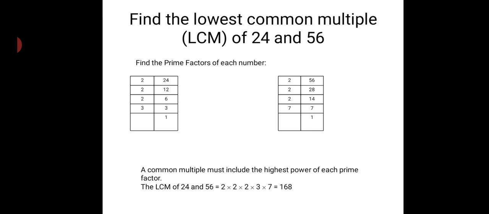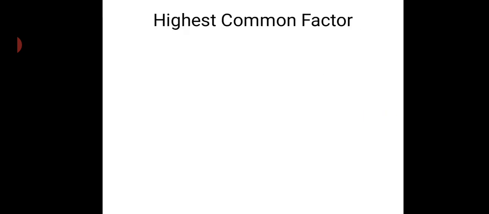Here we have written the prime factorization of 24, and the prime factorization of 56 also, in which you select the common numbers once, and you get the lowest common multiple of 24 and 56 is 168. That means 2 into 2 into 2 into 3 into 7 gives 168. This is the way to find the lowest common multiple.